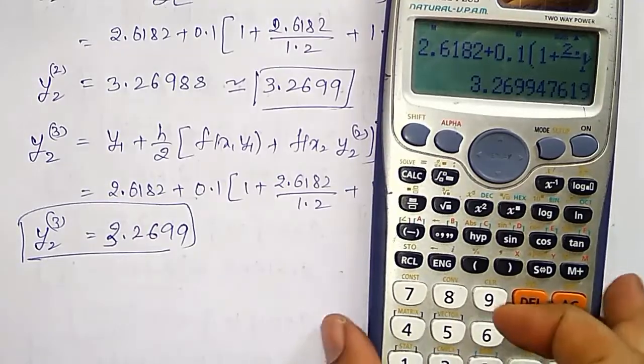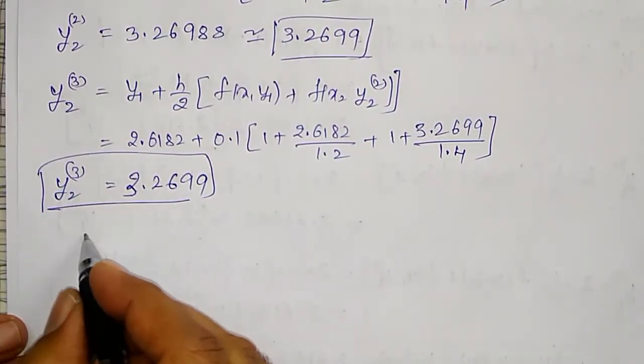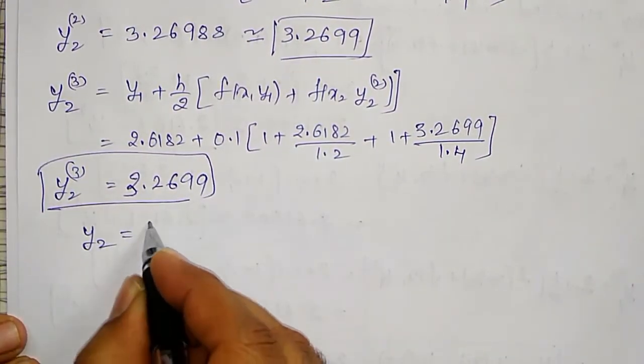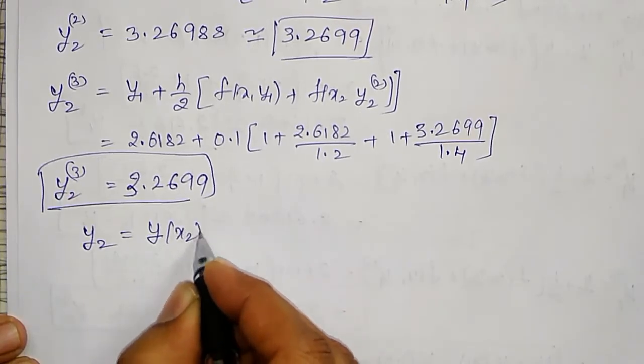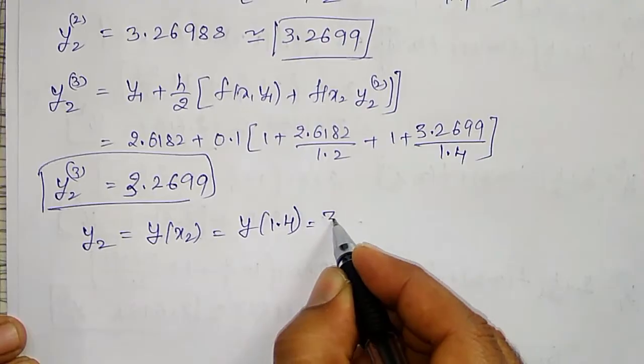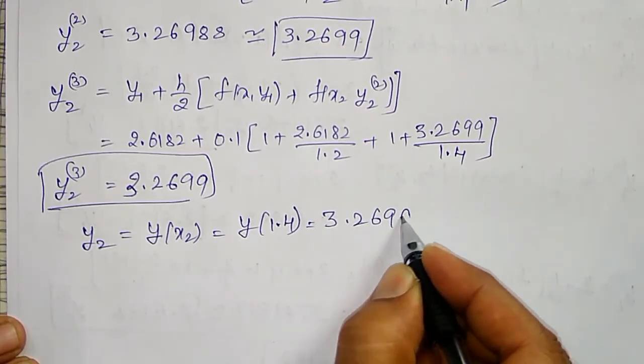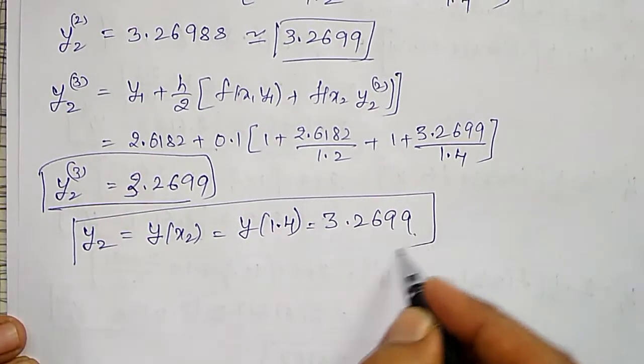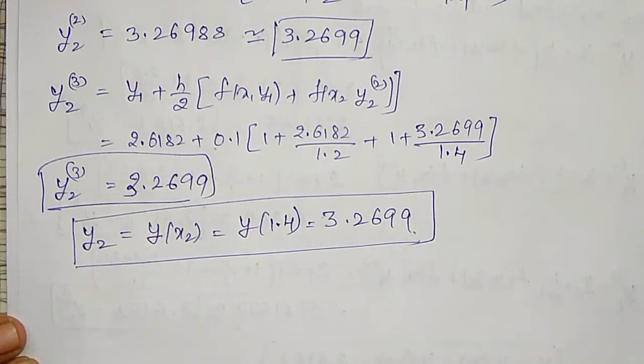Okay, I can stop here. Therefore my y2 equals y of x2 equals y of 1.4, whose value is 3.2699. This is the required answer for the corresponding problem. Okay, 2 stages we are doing here.